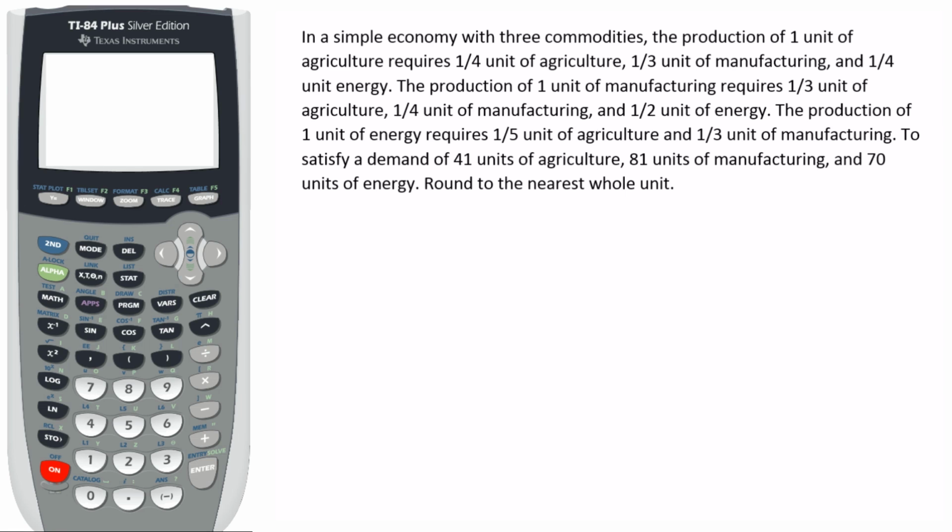The production of 1 unit of energy requires 1/5 unit of agriculture and 1/3 unit of manufacturing. And in this, we want to satisfy a demand of 41 units of agriculture, 81 units of manufacturing, and 70 units of energy. So the first thing we need to do is set up our input-output matrix. Now, since this is an input-output problem, the inputs are the same as the outputs, which means for our matrix, the rows will be agriculture, manufacturing, and energy, and the columns will also be agriculture, manufacturing, and energy.